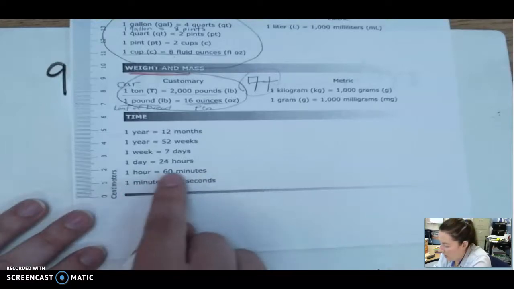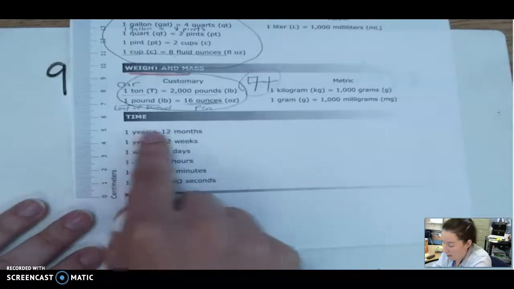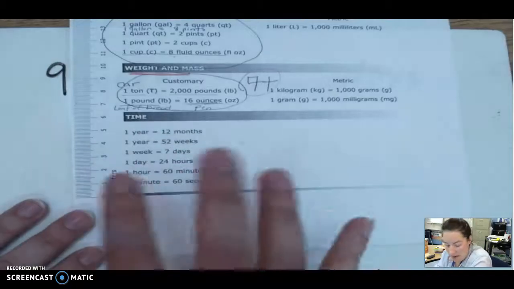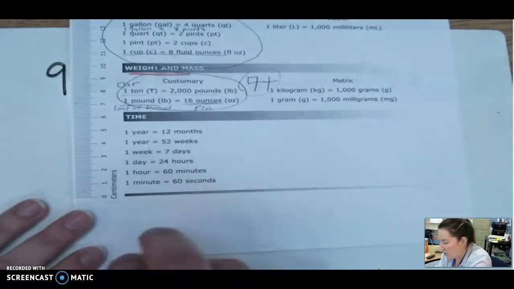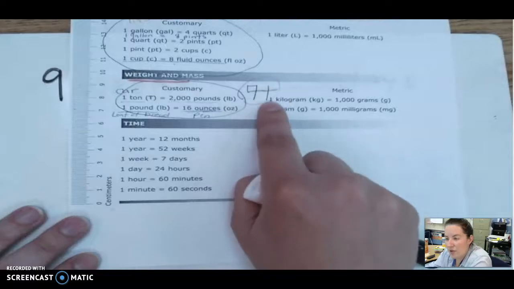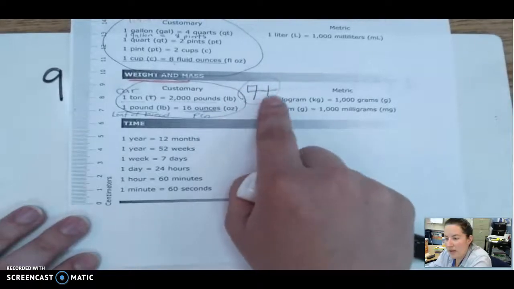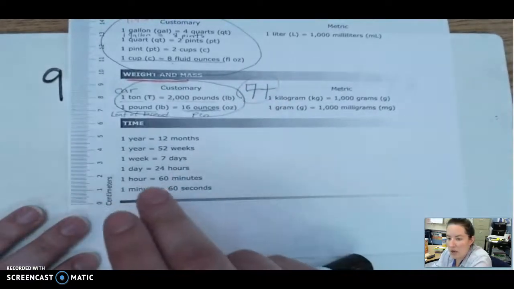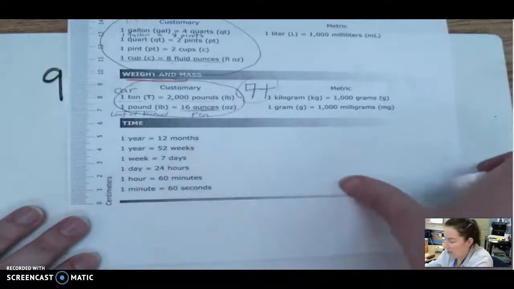So we're going to use all of these times to convert some units of time here. So we can still use this little chart that we use for all the other ones. We could still use it here for time. Let me show you an example.